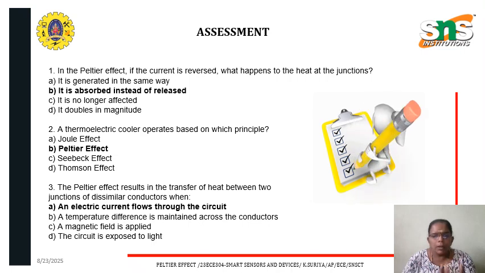A thermoelectric cooler operates based on what principle? We know that it operates based on the Peltier effect. The Peltier effect results in the transfer of heat between two junctions of dissimilar conductors when an electric current flows through the circuit.